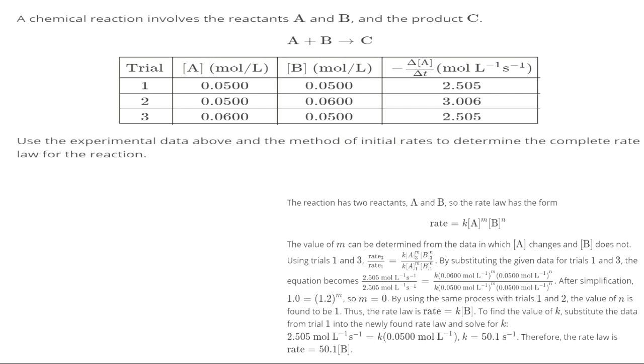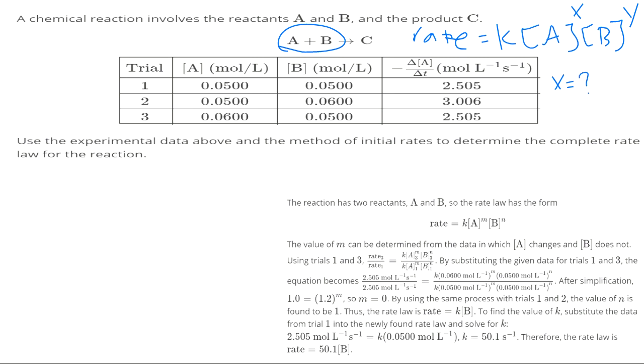Finding the rate law. The general rate law depends on how many reactants you have. With 2 reactants, the rate equals K, concentration of A to the X value, and concentration of B to the Y value. In order to find the specific rate for this reaction, you need to find the value for X, the value for Y, and the value for K. If you find these 3 items, then you have a specific rate law for this equation.